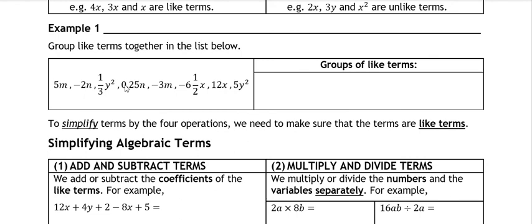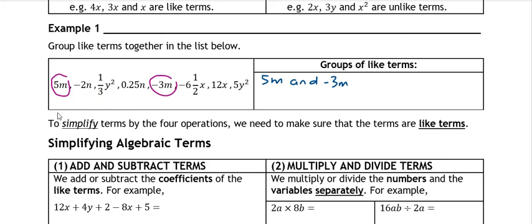So here when you have a look here, you have different variables with different terms. So let's start with looking for the m. So here m, 5m, okay, and then the like terms together with it is here, which is negative 3m. So they will be grouped together. I will write 5m and negative 3m. You have to double check whether there is another term with m inside it. No. So let's proceed to the next one.